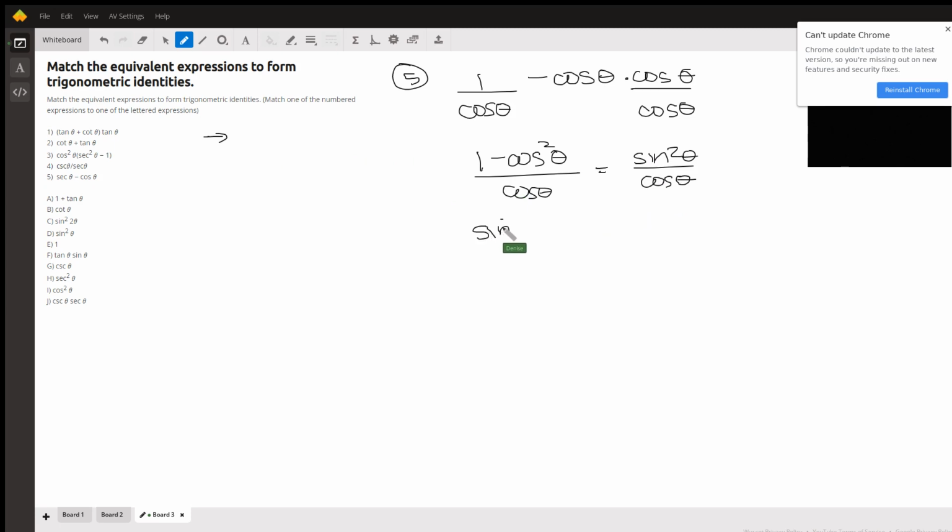So if I split this sine squared theta into sine theta times sine theta, and then cosine theta, I get sine over cosine, which is tangent theta, and then this stays as sine theta. So that is going to be equal to F here on my list.